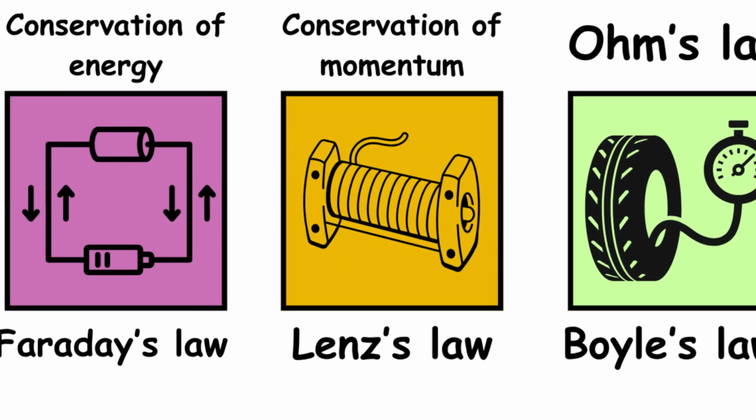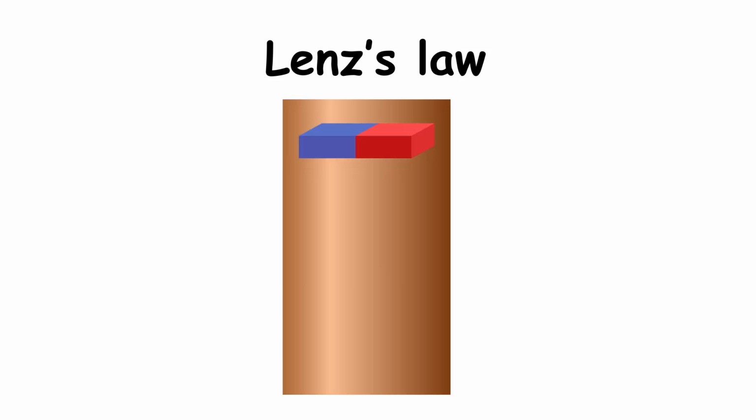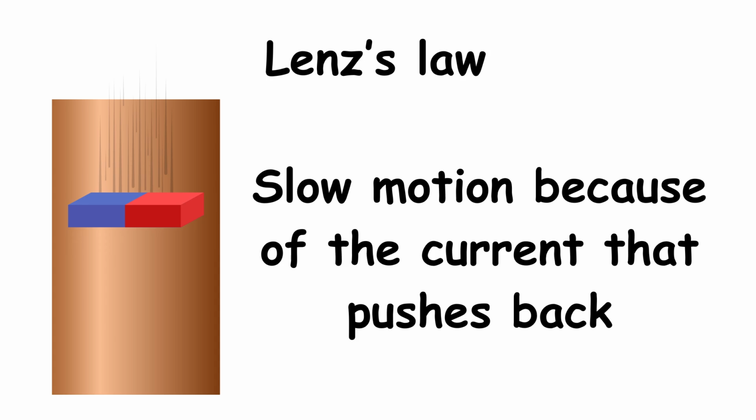Now, for Lenz's law. Lenz's law states that the direction of the induced current from Faraday's law will always oppose the change that caused it. It's like physics saying, not so fast, buddy. For example, drop a magnet down a copper tube. It falls in slow motion, not because of the friction, but because it creates a current that pushes back. No batteries, just raw electromagnetism. Lenz's law is nature's way of keeping energy honest.